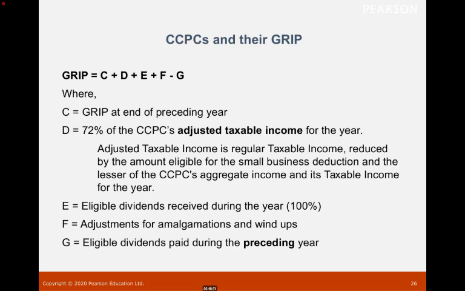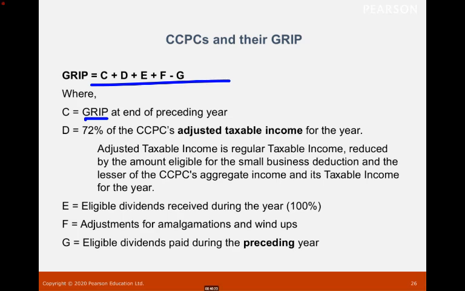So you may be asked to calculate these income pools. We have a nice little formula for that to calculate our GRIP. And this is something we continue to track. This is a cumulative total. So C is going to be your opening balance.